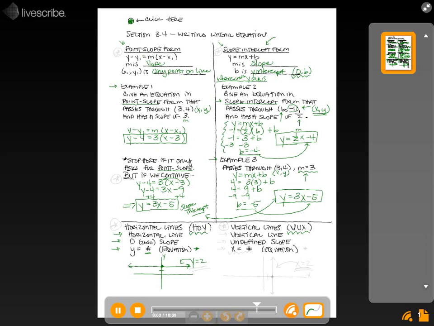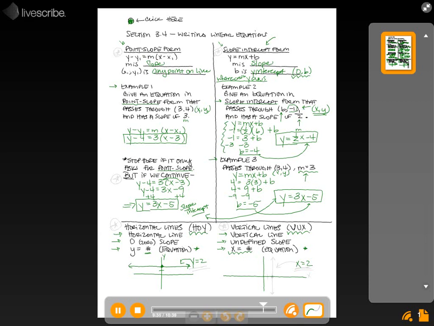Vertical line, the VUX part, okay, vertical line has an undefined slope, and those equations are always x equals a number. Okay? If you're going to graph those, let's graph x equals 2, so you can see the difference between y equals 2 and x equals 2. Now, this is the different one for a vertical line. It's the only one that's x equals, and that's because it has an undefined slope. Okay? It's the only one with an undefined slope. It's the only one with a 0 in the denominator.